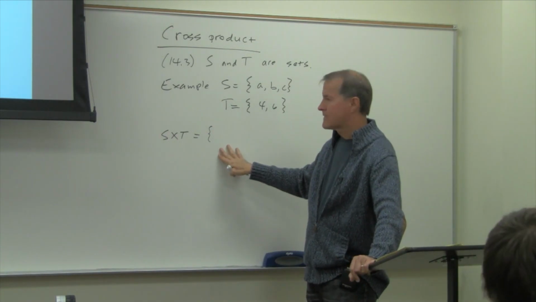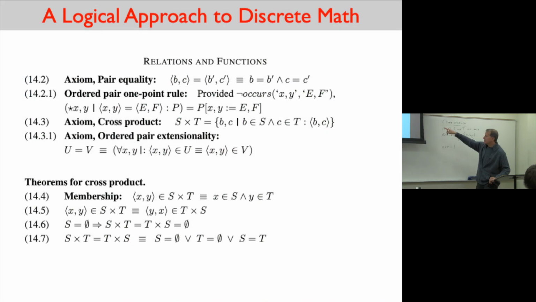The ones that are in both S and T. Well, look at what it says. It's a set of ordered pairs B comma C. But how do we pick the B? The B's are the elements of S, and the C's are the elements of T. So what is this set of ordered pairs?